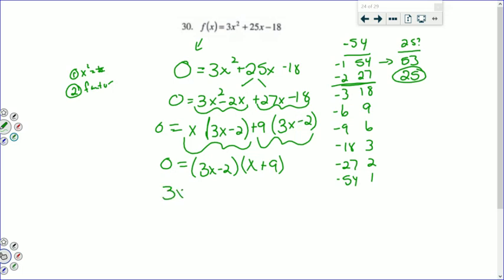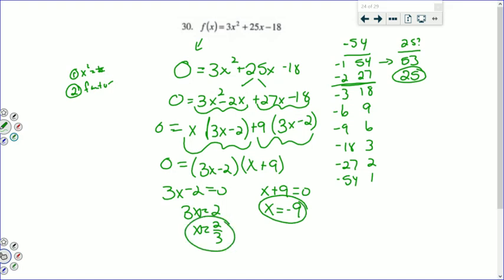So we have 3x minus 2 equals 0, and we also have x plus 9 equals 0. Solving these for x, we get that 3x is equal to 2, x is equal to 2/3. Subtracting 9 from both sides, we also get that x is equal to negative 9. And we have our zeros. We have the values of x where our graph is going to cross the x-axis.